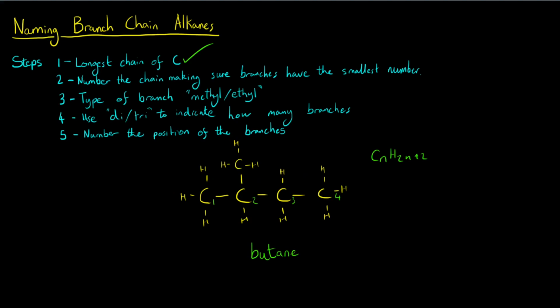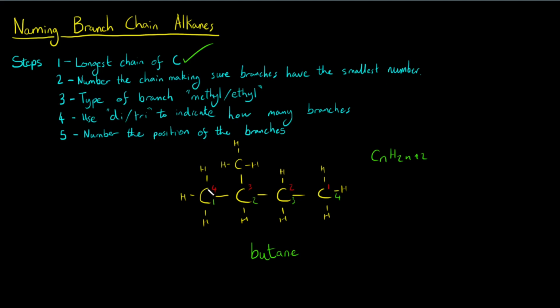Step number 2 says number the chain, making sure the branches have the smallest number. So what does that mean? Well, here's our straight chain that we've already identified as butane. I've numbered it already, but I could have also numbered it going the opposite direction. Instead of saying this is carbon number 1 and this is carbon number 2, I could have started numbering it here and went 1, 2, 3, 4, like that. Now it's important that we choose the correct numbering system at this stage. Let's just reread this step. Number the chain, making sure the branches have the smallest number.